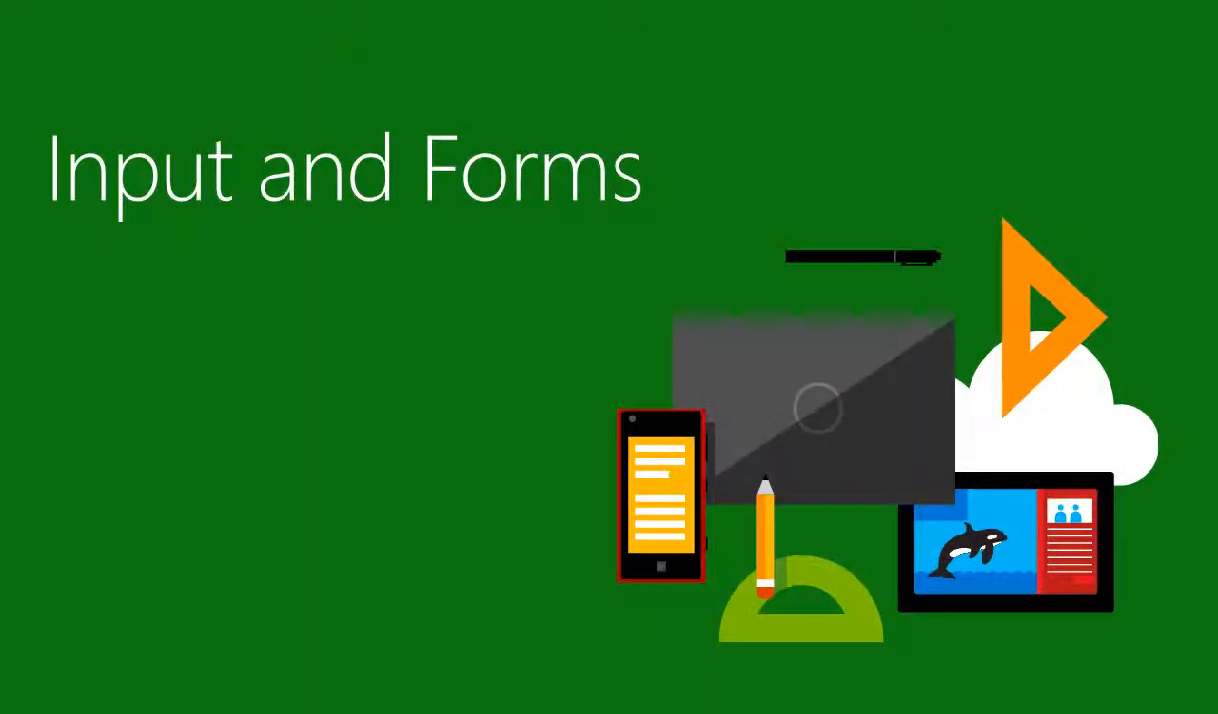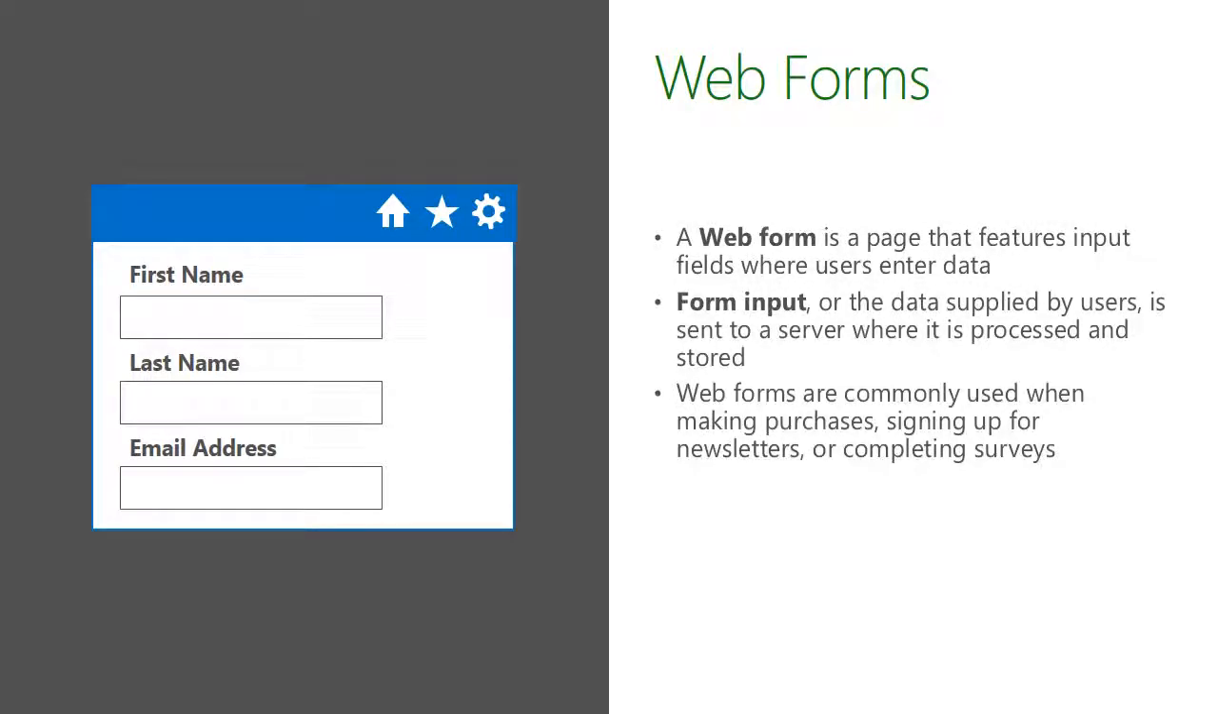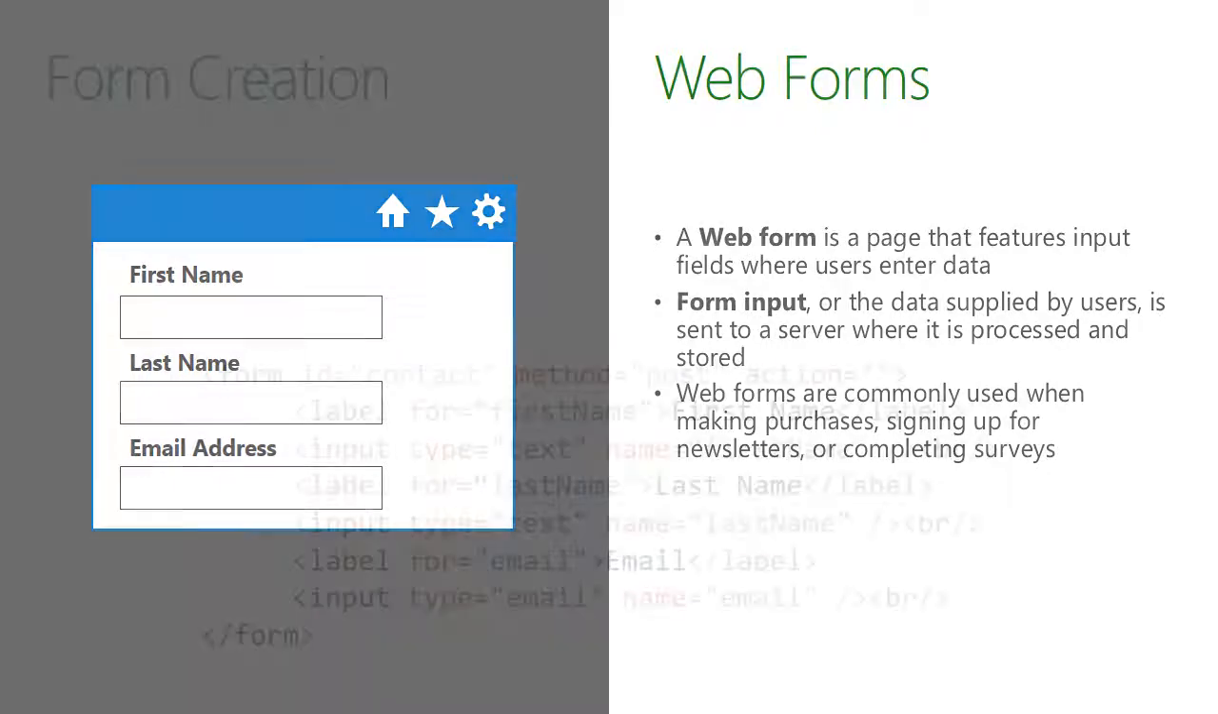Let's have a look at input and forms. A web form is a page that features input fields where users can enter data. Form input, or the data supplied by users, is sent to a server where it's processed and stored. Web forms are commonly used when making purchases, signing up for newsletters, or completing surveys. You have a typical, very simple form on the left-hand side.